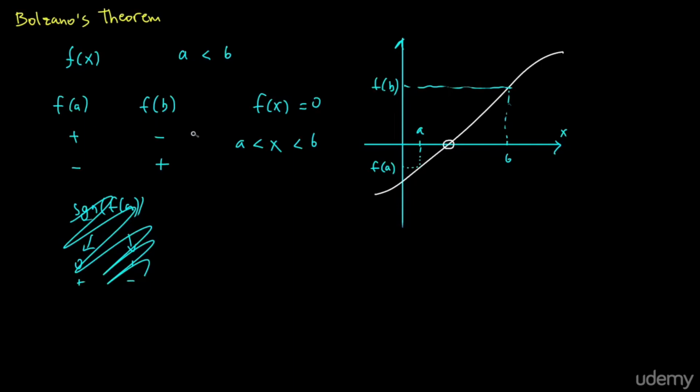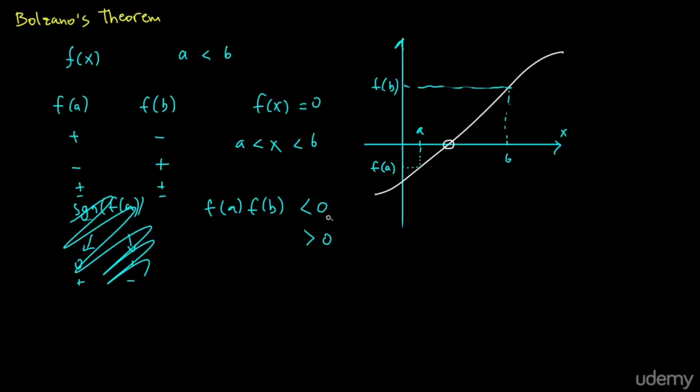Essentially, you multiply f of a and f of b. If they have a different sign, the result will be negative, because it will always be negative times positive, which is negative. So f of a times f of b will be negative. Otherwise, for example, if they're both positive, or if they're both negative, the result of the multiplication will be greater than 0.